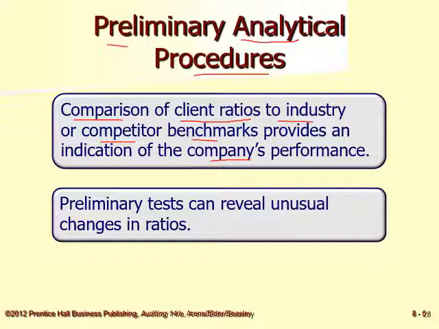Sometimes this preliminary test can reveal some unusual changes in the ratio. If you calculate a ratio and see unusual changes, either too low or too high next year, then there is some issue or some misstatement that may happen.